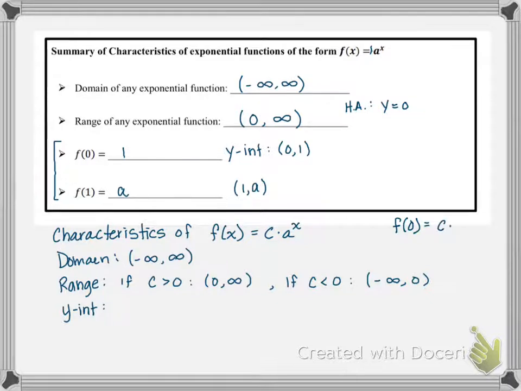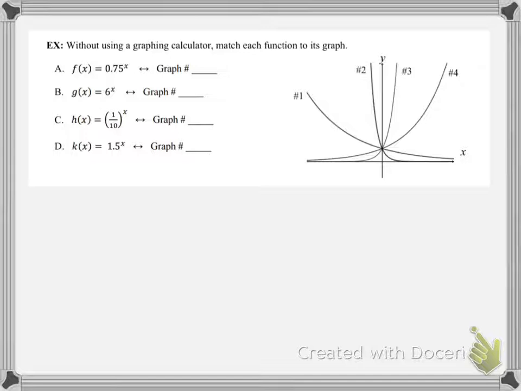Right, because of order of operations, you have to do a to the 0 first, which gives you 1 times c. You can't multiply the c times the a and then raise it to the 0 power. So what's my y-intercept? Yeah, good. Just like we talked about yesterday, that's your initial value, that c. And I don't really care what f1 is. It's just a times c, but it's not that interesting as far as characteristics go.